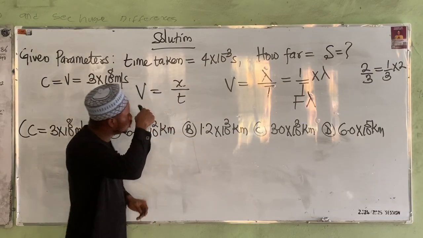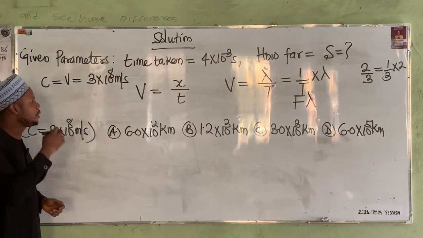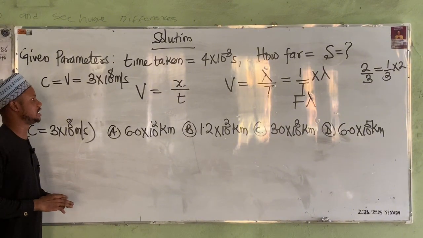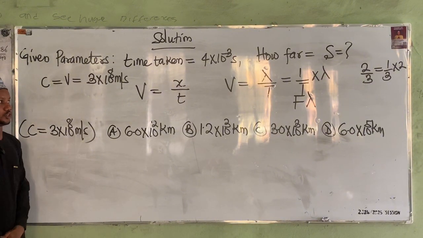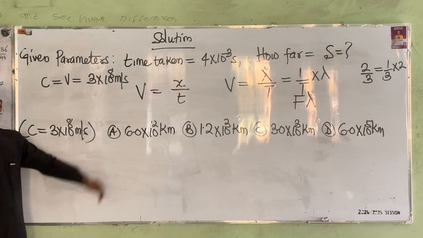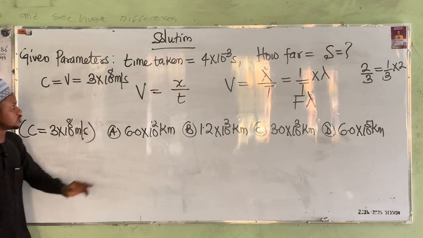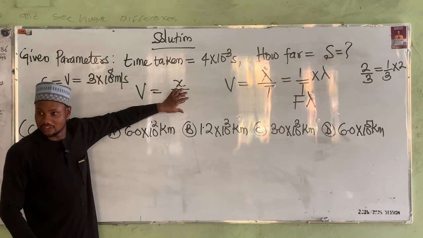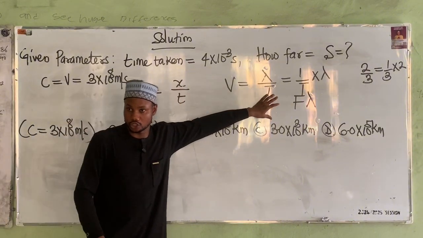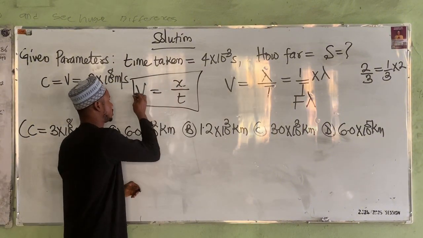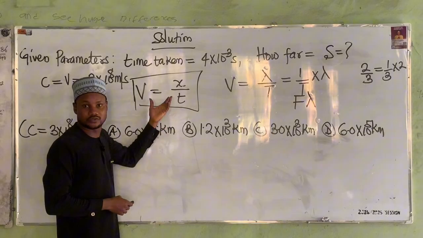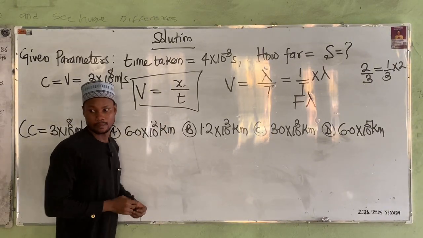Now class, look into the question here. Are we asked to represent the normal velocity or the wave velocity? Look at what is given to you there. Is it normal velocity or wave velocity? It is normal velocity because it's the time taken that is given to you. It's not the period that is given to us here. Am I correct? So I will use this particular formula to solve this. Please take note.